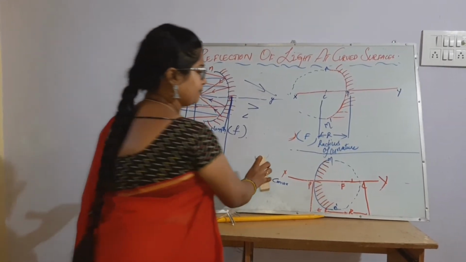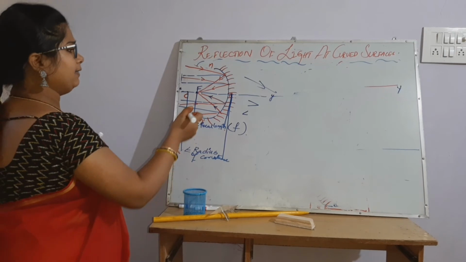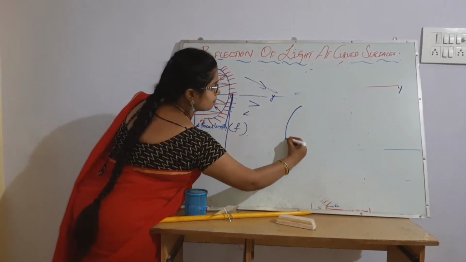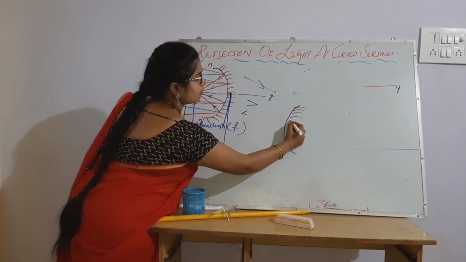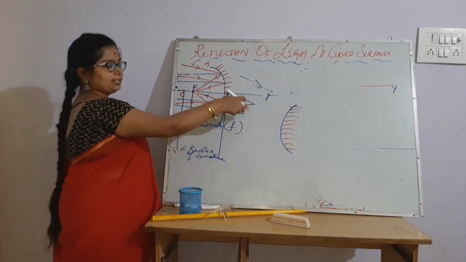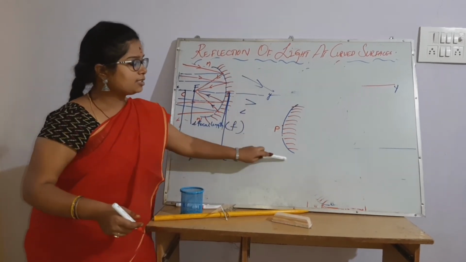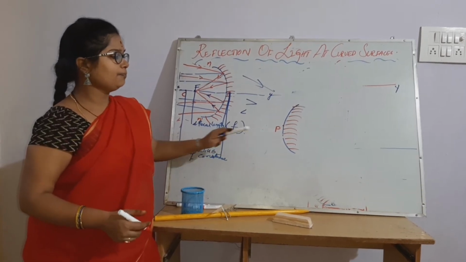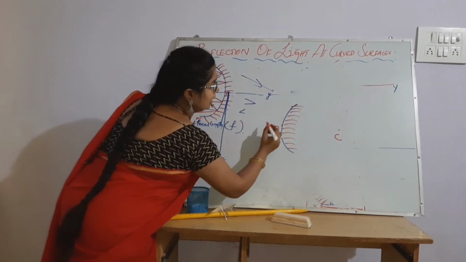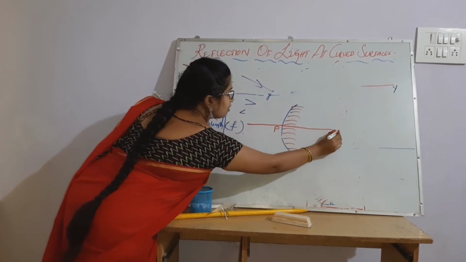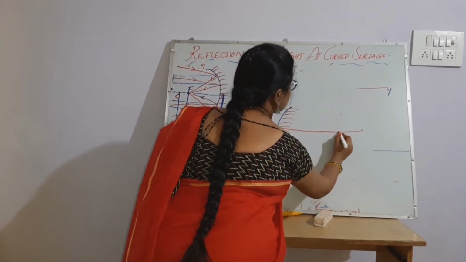See, what mirror is this? Yes, it is a convex mirror. This side is the mirror, so P will be here, and this is the surface of the mirror. This is the pole. And the center of curvature will be outside the mirror for the convex, isn't it? And this is the principal axis. This is the center of curvature.